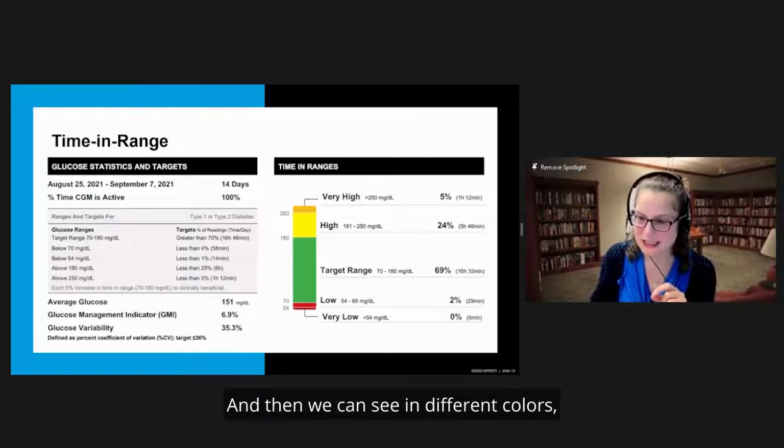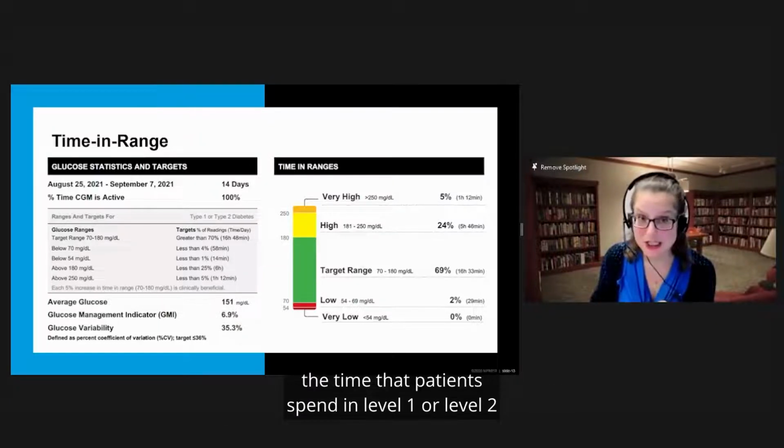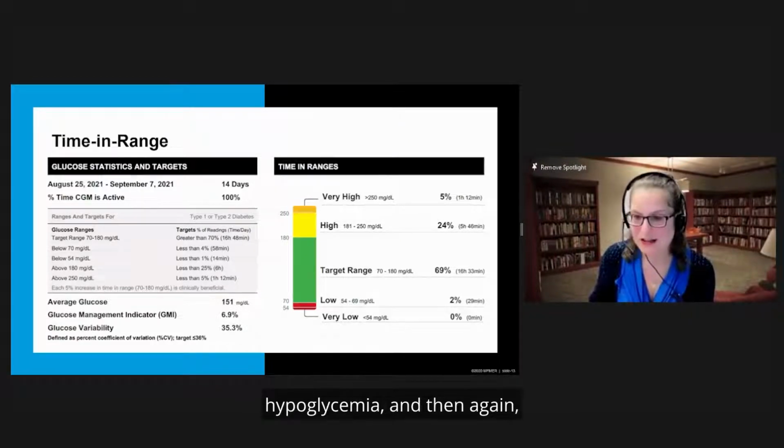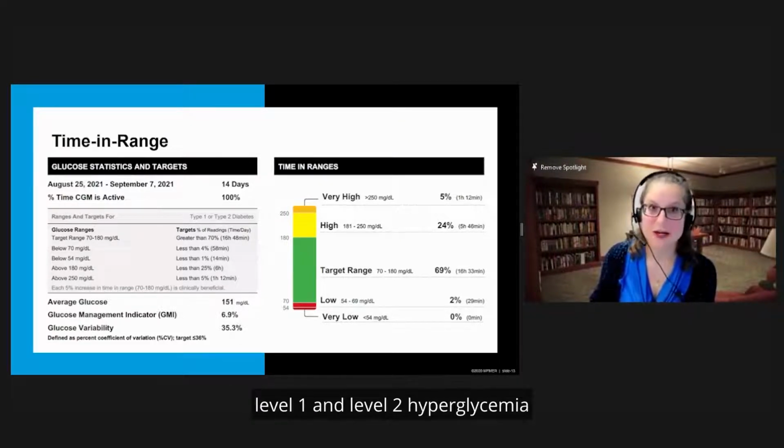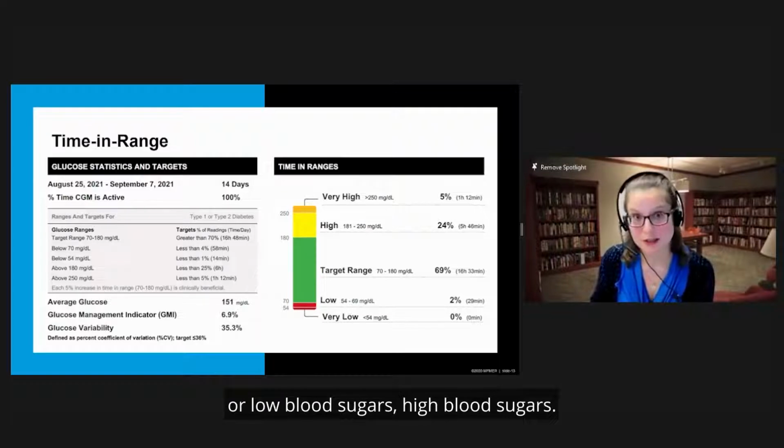And then we can see in different colors the time that patients spend in level 1 or level 2 hypoglycemia, and then again, level 1 and level 2 hyperglycemia, or low blood sugars, high blood sugars.